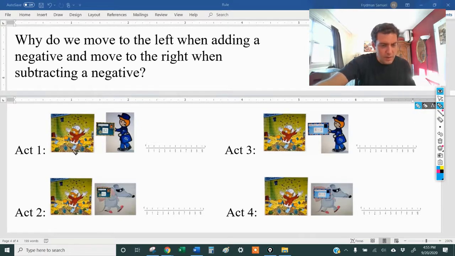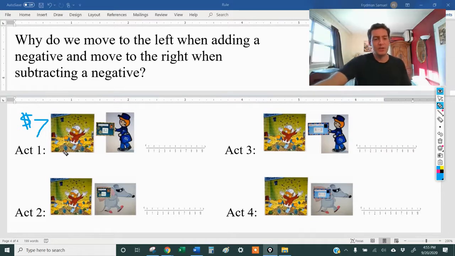and how much is all of that money? Let me count it up. We're going to say that is $7. Okay, and what's happening in Act 1? In Act 1, you have $7, and then the mailman, oh, look at this, so nice.